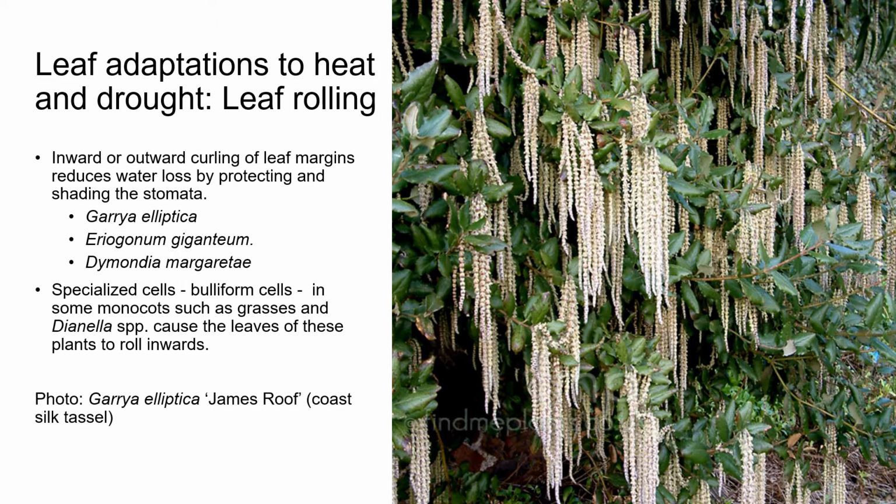In some plants, there are specialized cells called bulliform cells, and we see these quite frequently in monocots such as grasses and the Australian herbaceous perennial Dianella. And these bulliform cells cause the leaves of these plants to roll inwards.